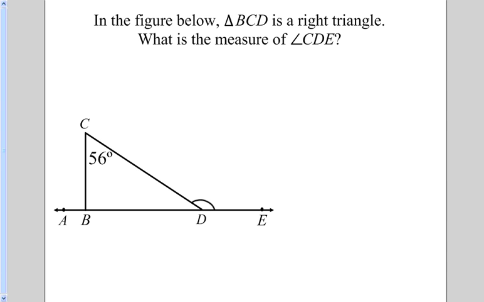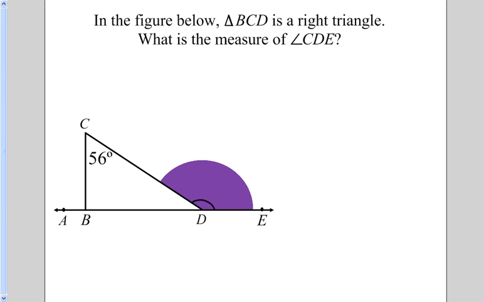This question tells us that in the figure below, triangle BCD is a right triangle. And it asks us, what is the measure of angle CDE? Here's angle CDE. It's an angle that's outside of the triangle, but kind of attached to it. And we have triangle BCD, which is named after the different points in the corners of that triangle.